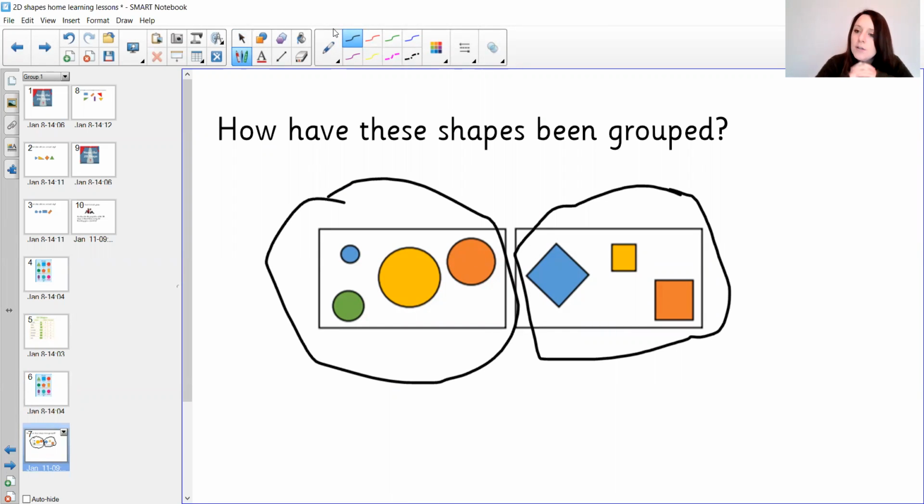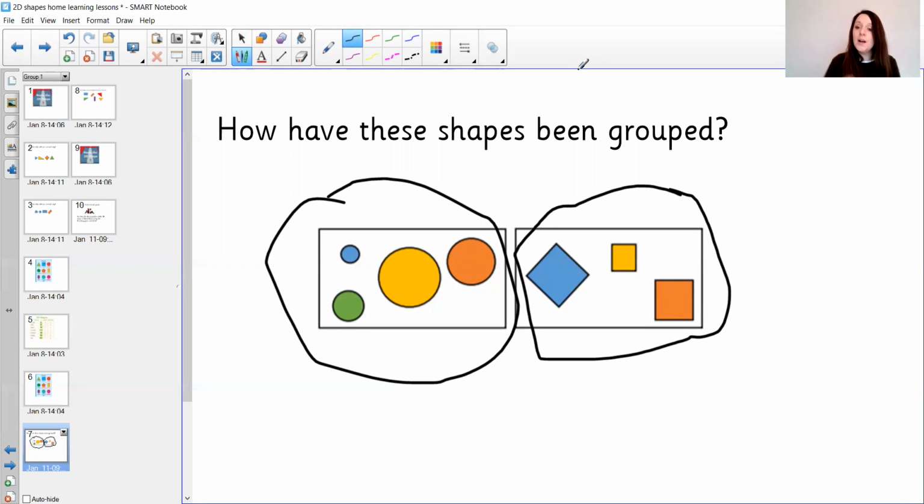Okay, there's a few different answers. You could have sorted them by shape name. So we know that all the shapes in this group here are circles. That's right, they're all circles. All the shapes sorted in this group here are, I hope you said, squares. This one was put in to trick you. It is a square, it's just at a funny angle. If you tilt your head sideways, you might be able to see that they are sorted into squares and circles.